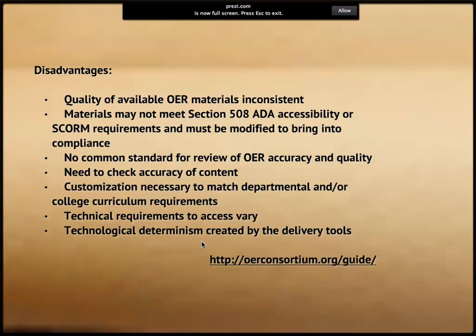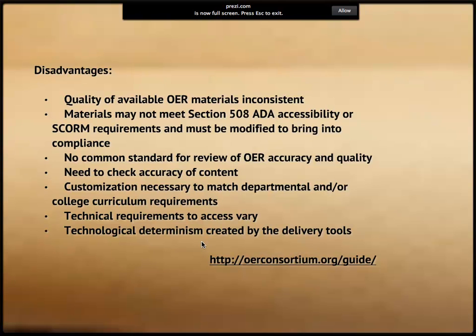That's what you've mentioned. The customization is necessary to match departmental and college curriculum requirements. What that means is that you might be collecting bits and pieces from everywhere, and then you might be spending a lot of time actually putting it into some cohesive piece of study. Technical requirements to access vary. So what if this content is best consumed in Internet Explorer 6, right? That might be a requirement set by the creator.